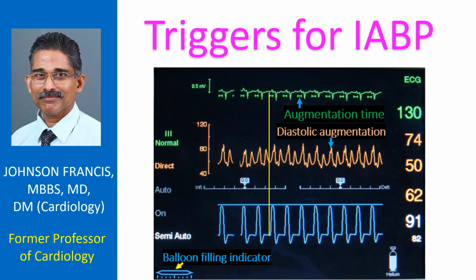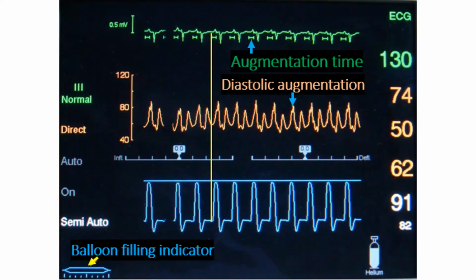Intra-Aortic Balloon Pump inflates the balloon in the descending aorta in diastole and deflates it at the onset of systole. This image of the IABP screen shows diastolic augmentation in the pressure tracing. The period during which the balloon remains inflated is shown as a horizontal bar below the ECG tracing at the top.